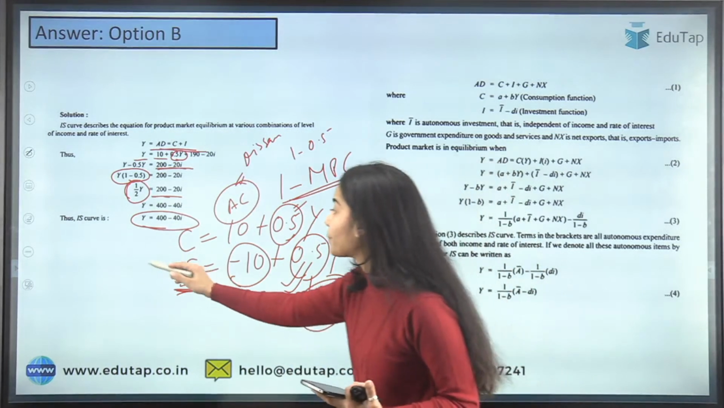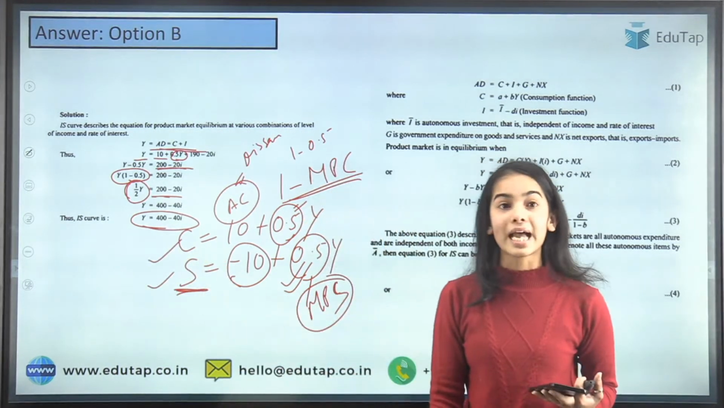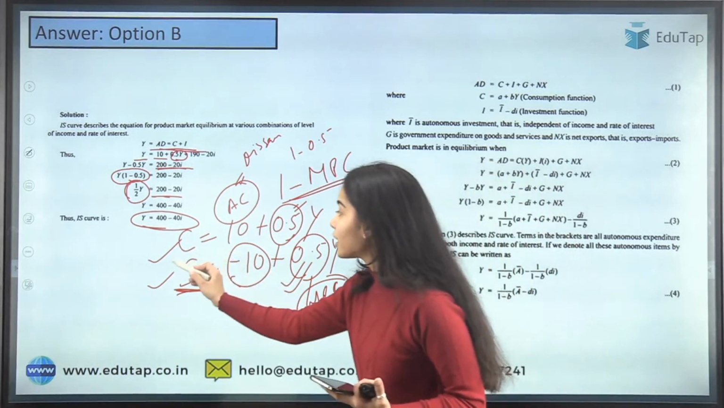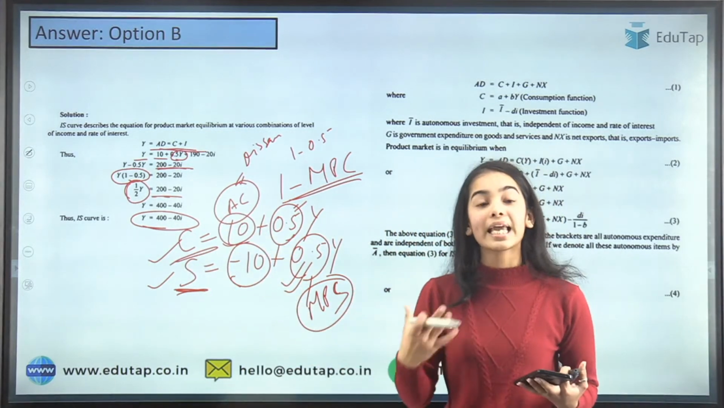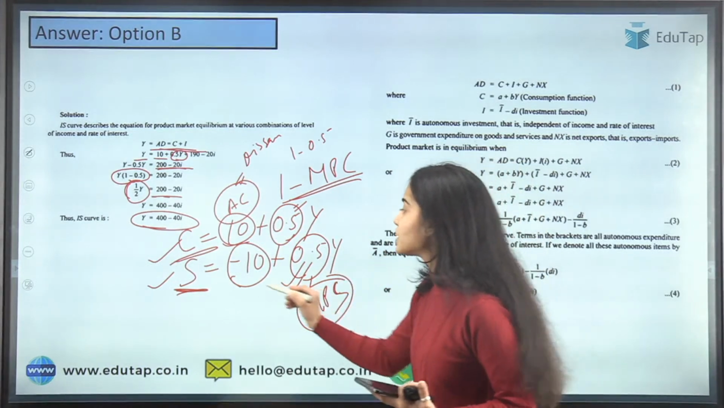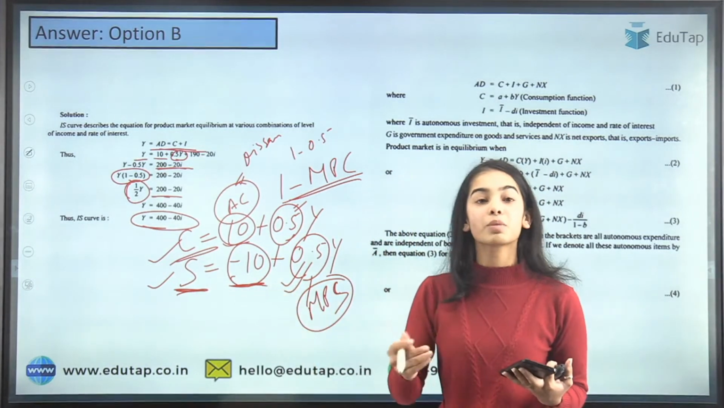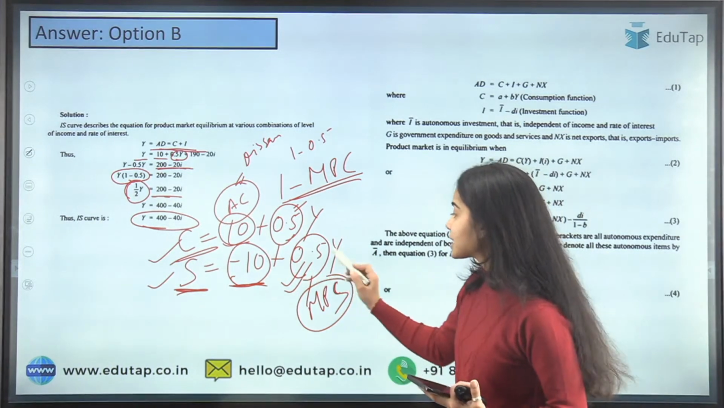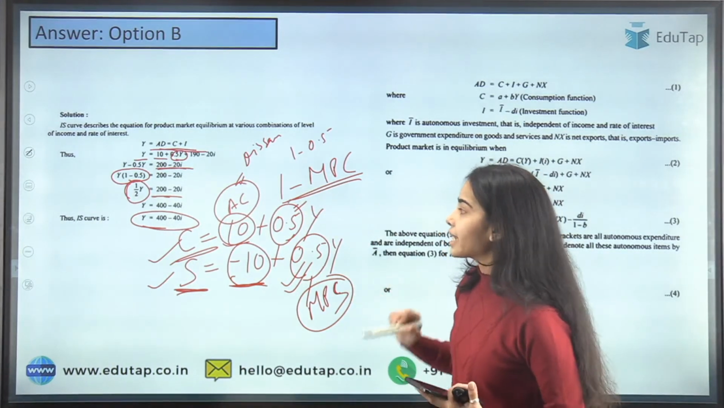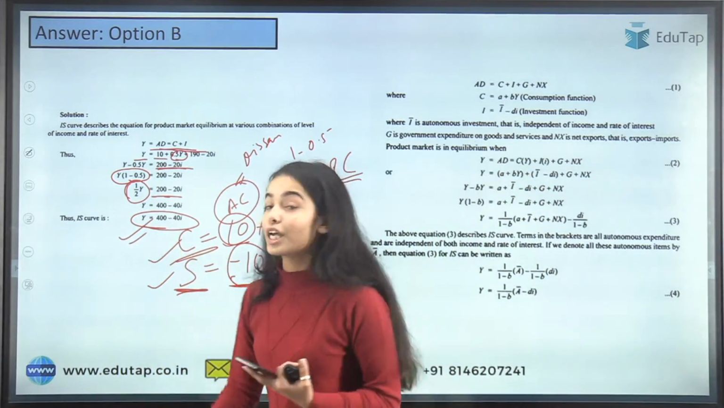This is also the application base that you need to understand, that maybe they have given the consumption and they have said that this is the autonomous consumption. What is the dis-saving? Then you will say that this much we are dis-saving, this much we are consuming from our past savings. And this is the MPS, 1 minus MPC is MPS, and this will be the right answer.